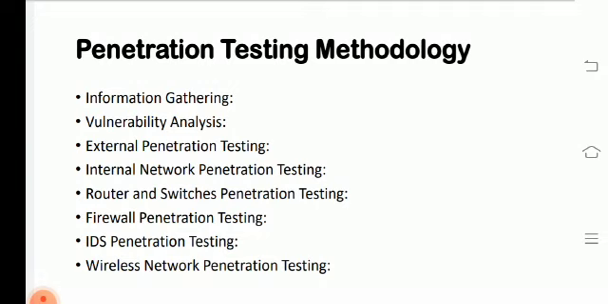Next is router and switches penetration testing. Router and switches penetration testing is carried out to determine end-to-end router security and the bandwidth and speed of the internet connection. Next is firewall penetration testing. Firewall penetration testing is one of the most useful methods in analyzing security effectiveness. With this method you can identify how secure your firewall network is against attacks performed by network intruders.